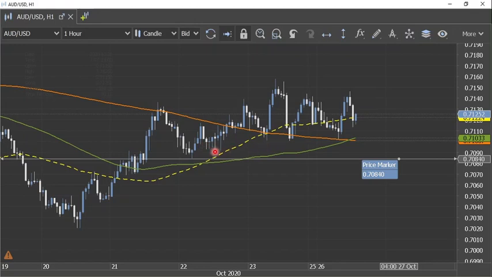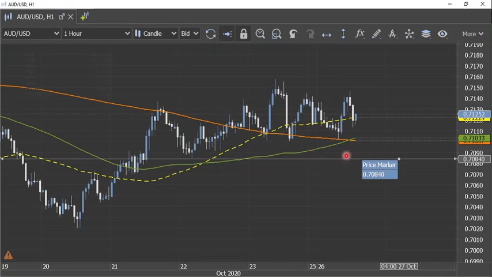from the 22nd of October, we can see that the AUD/USD has more or less been able to hold above 0.71. So in a way we can say, after looking at this price action, that 0.71 has been a major support for the AUD/USD.